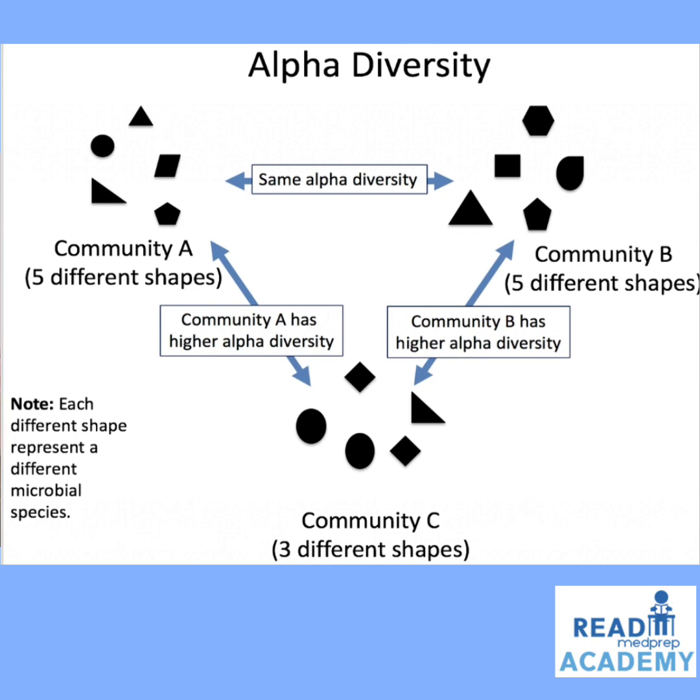In community B you can see it has a higher alpha diversity, where there are 5 different shapes, that means 5 different species. In community C you can see there are only 3 different species. Each different shape represents a different microbial species here.